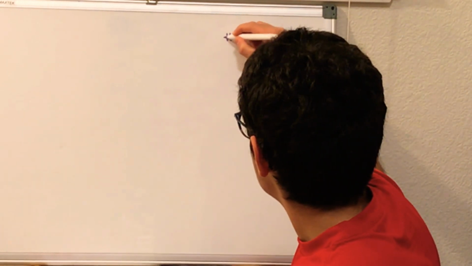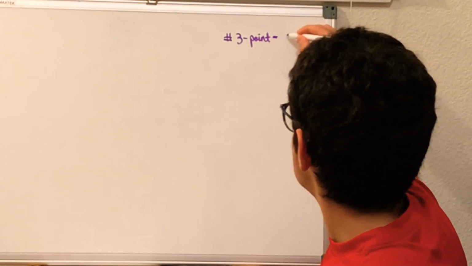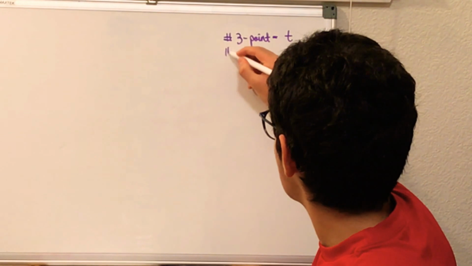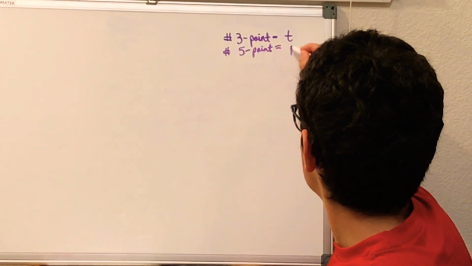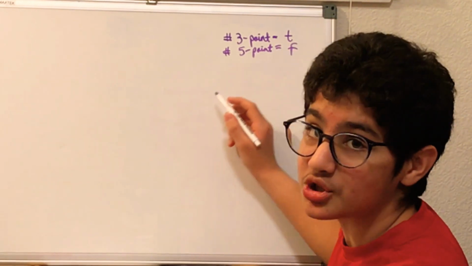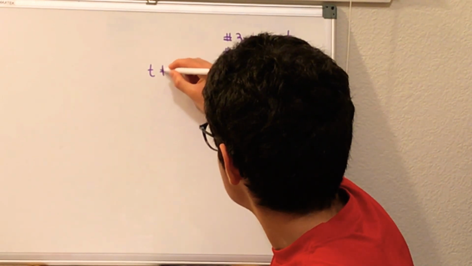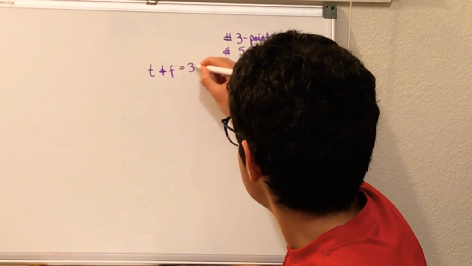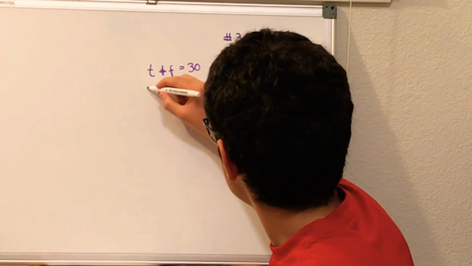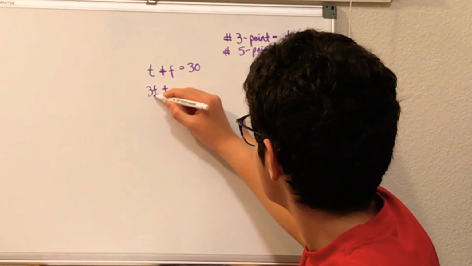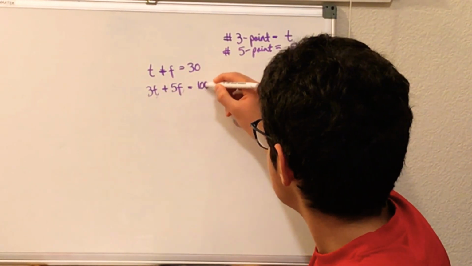So the number of 3-point questions, let's just call this T for 3, and the number of 5-point questions equals F. So first of all, we know that there are 30 questions, and these questions are either 3-point or 5-point. So that's T plus F equals 30, and 3T plus 5F, since each of these is worth 3 points, and each of these is worth 5 points. So when you add this up, you get 100.